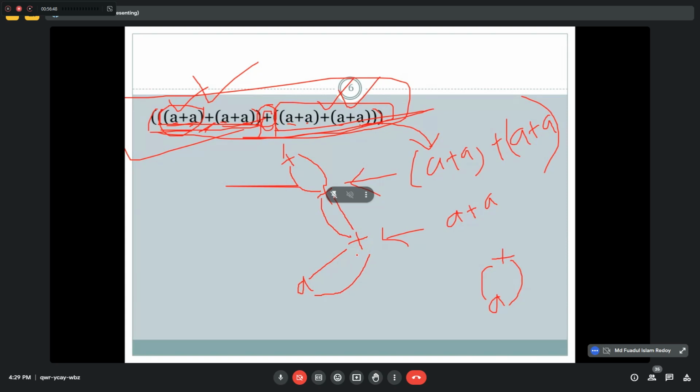Your marks, I do not know exactly how many percent will be cut, I cannot say exactly, but some marks will be reduced. According to the question, it may be more marks or fewer marks, I don't know, that totally depends on the question. But some marks will be reduced if you write the same operand more than one time.